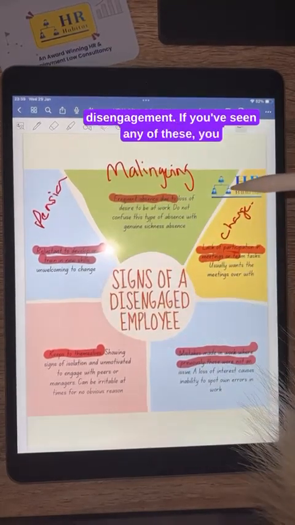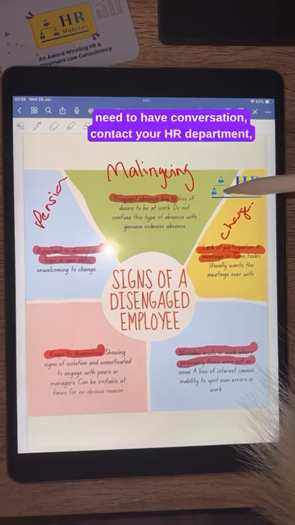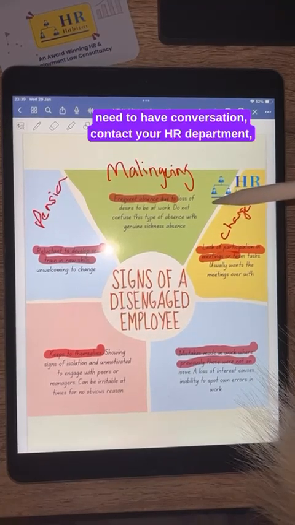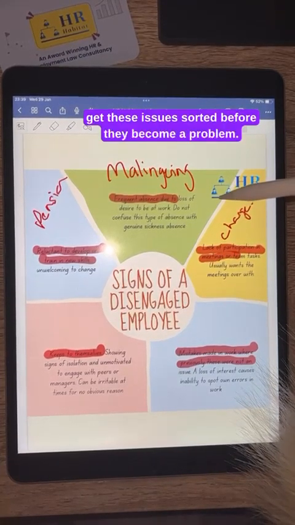If you've seen any of these, you need to have a conversation, contact your HR department, and get these issues sorted before they become a problem.